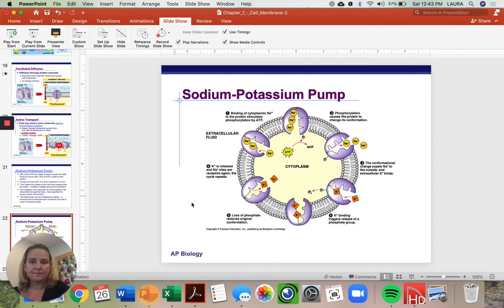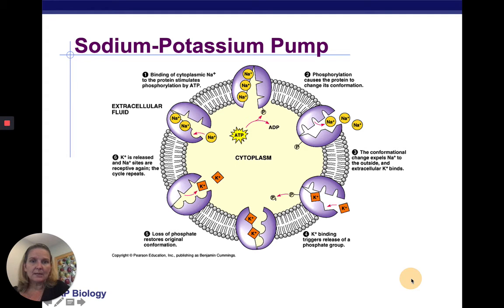All right, so going back to here, this is just showing you that same thing, just kind of in steps. So sodium binds, here's the ATP.